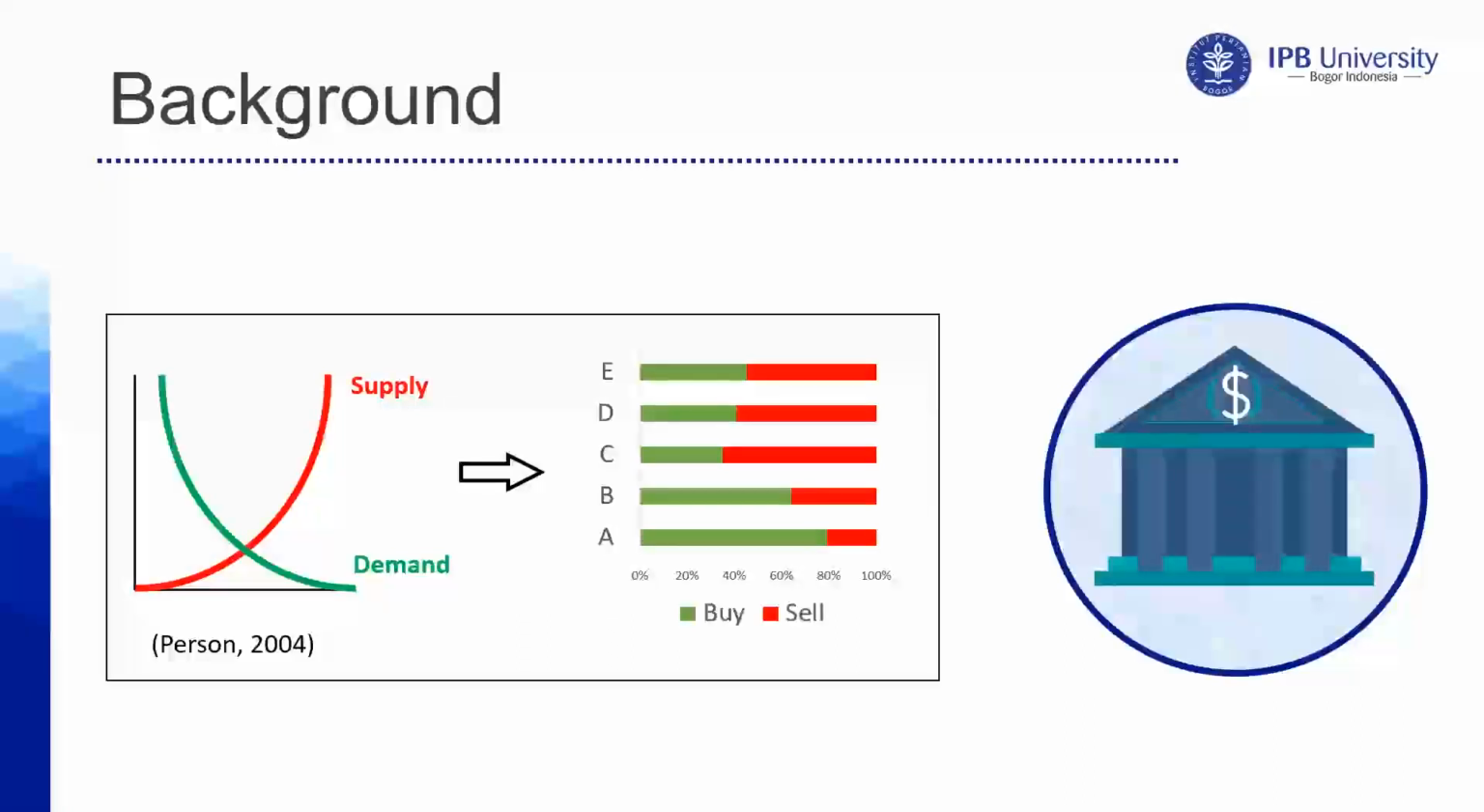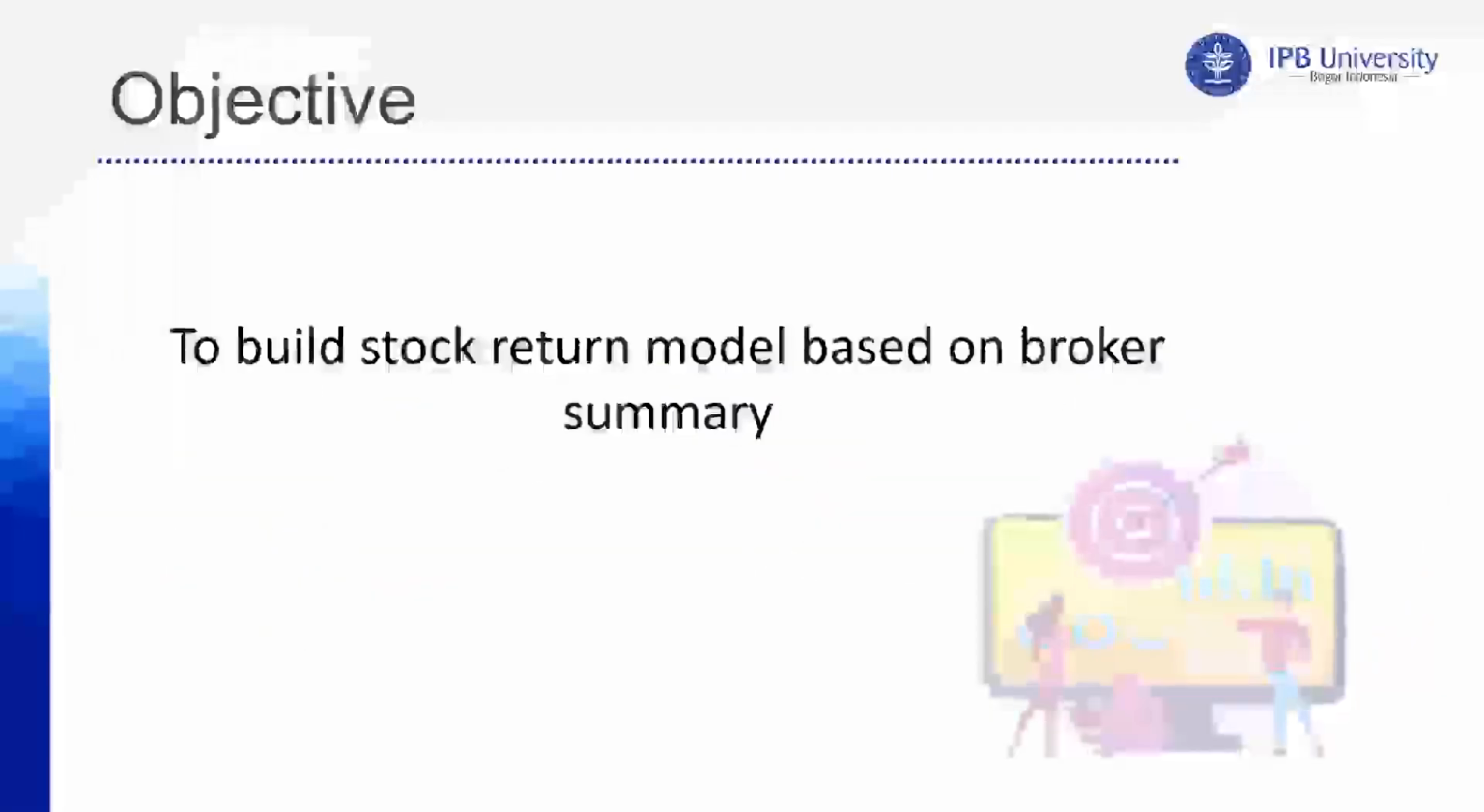In this research, the supply and demand data are represented by the net amount of buy and sell by multiple institutions or brokers. There is a lot of previous research that studied the relationship of order flow and stock return, which will be covered in the literature review. Now, based on that background, the objective of this research is to model the stock return based on broker summary data.